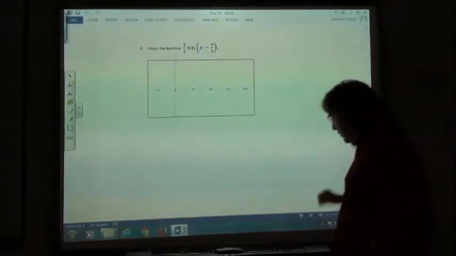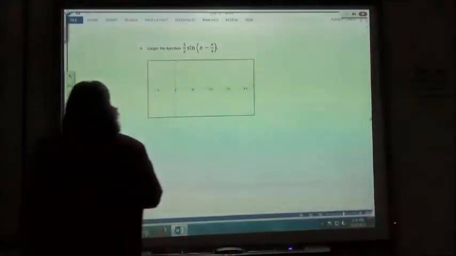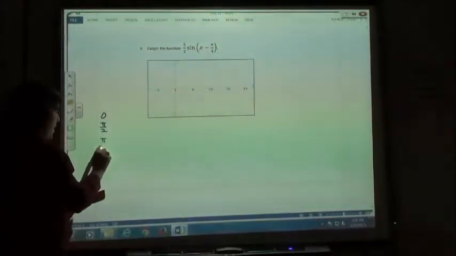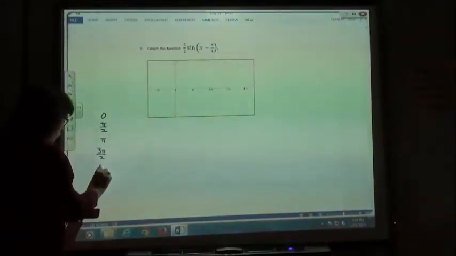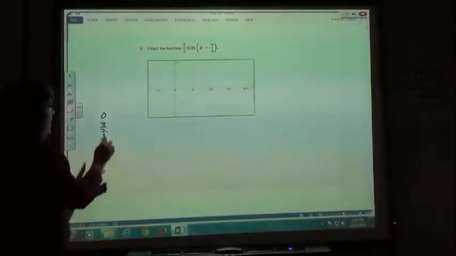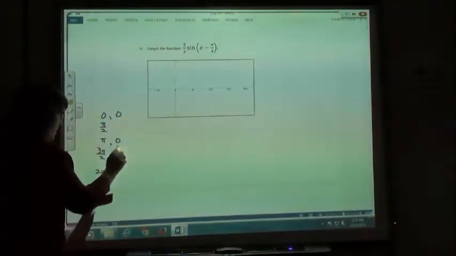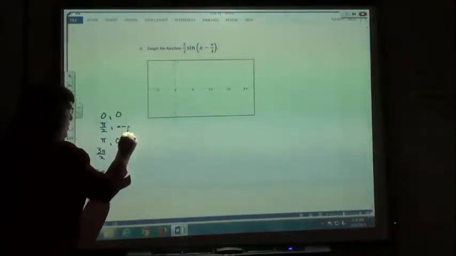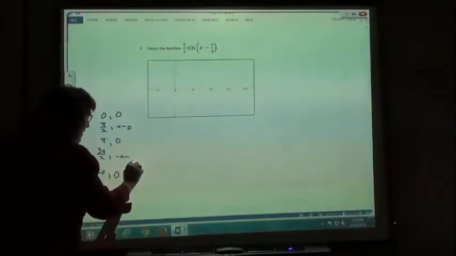Number 9, we're back to our sine curve. So for our sine curve, 0, pi over 2, pi, 3 pi over 2, and 2 pi. Our sine curve, 0, 0, and 0. Then here we're at our amplitude. Here we're at our negative amplitude.